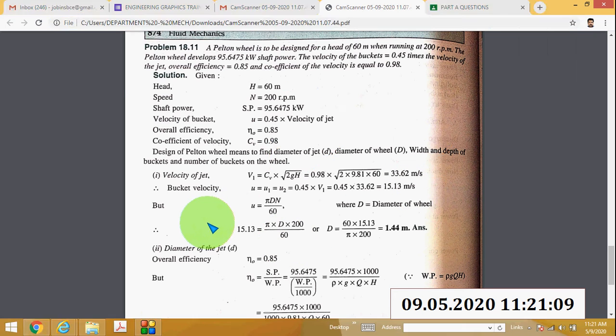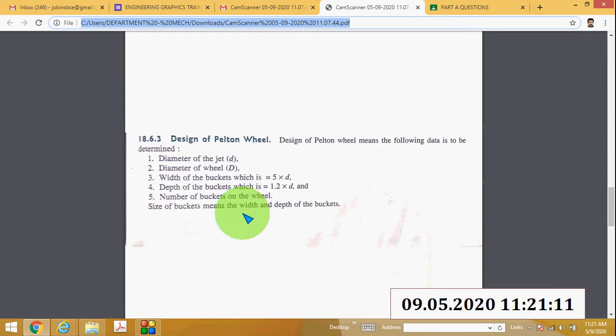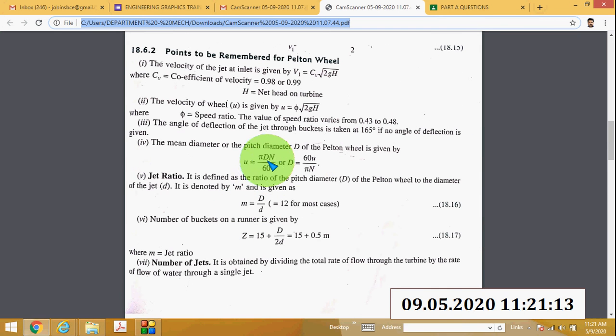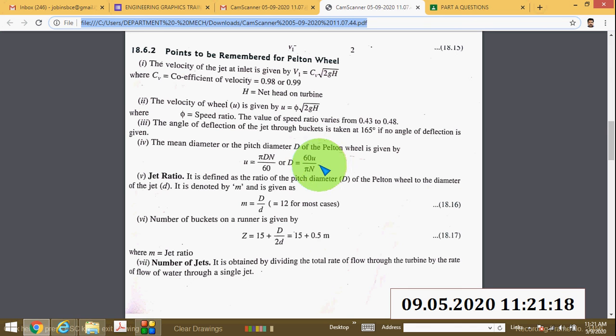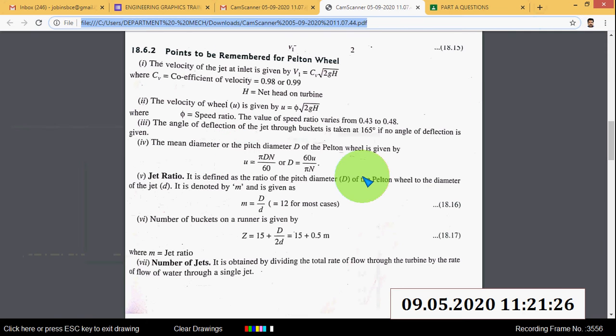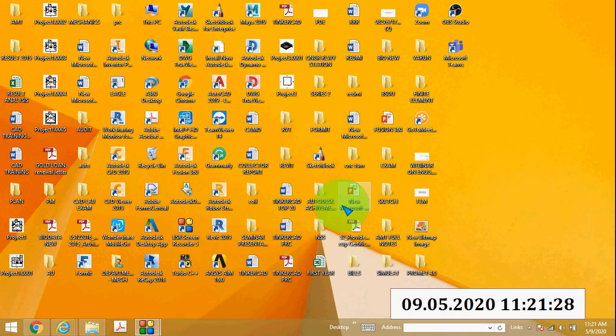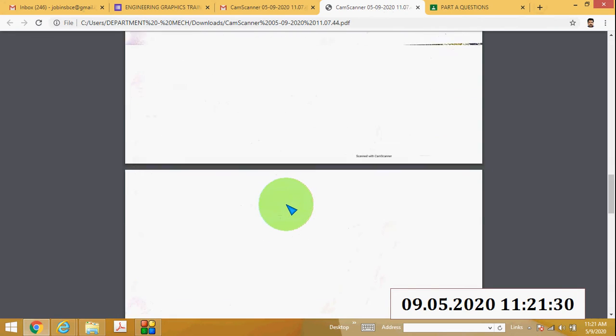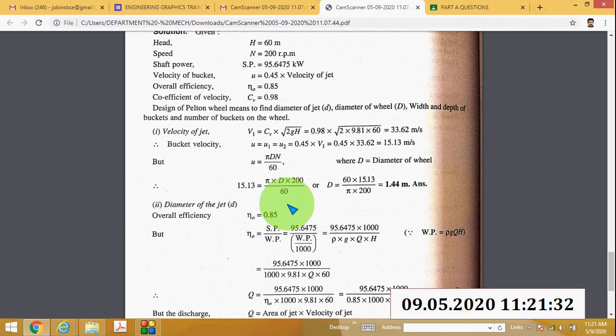Then there is another equation of bucket velocity u. I will show you. You can see this is the equation: u is equal to pi D N by 60. This is another equation. u is equal to pi D N by 60. Okay, so I will show you.